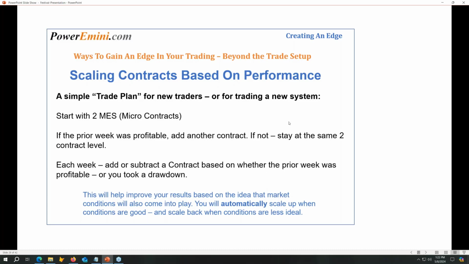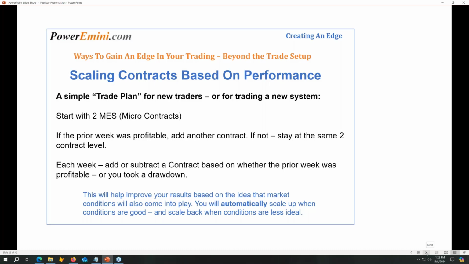Simple trade plan. We actually have this detailed out on our website for our software users. This is what we recommend. If you're starting a new system, it's real simple. You start with a couple of MES contracts, right? You're trading lunch money, and you spend a week or so learning the system and figuring out your triggers and what you're doing. For a new trader, I think this is a great way to start off, real conservative.